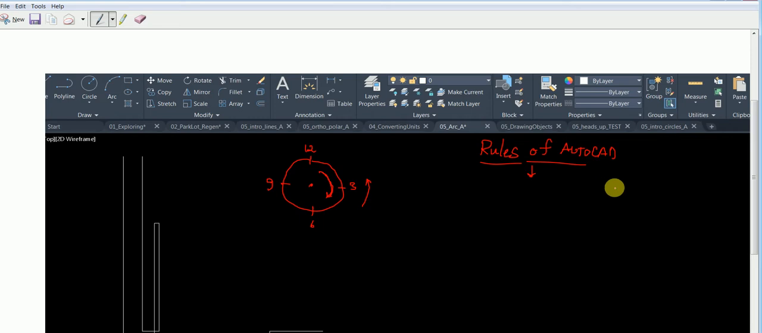Okay, just remember this rule that AutoCAD loves to go anti-clockwise. Very important. First rule, AutoCAD loves to go anti-clockwise. Just remember this, okay? I always write AutoCAD and I put this arrow that side. Any comments? Okay, right. Let's move forward and I'll tell you what that means.